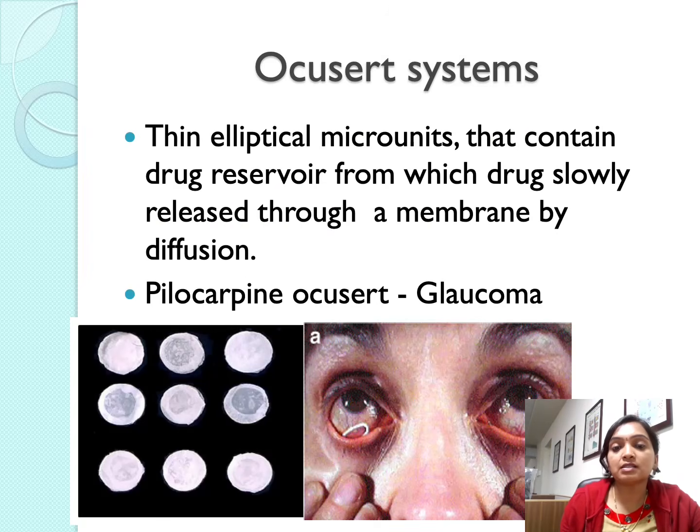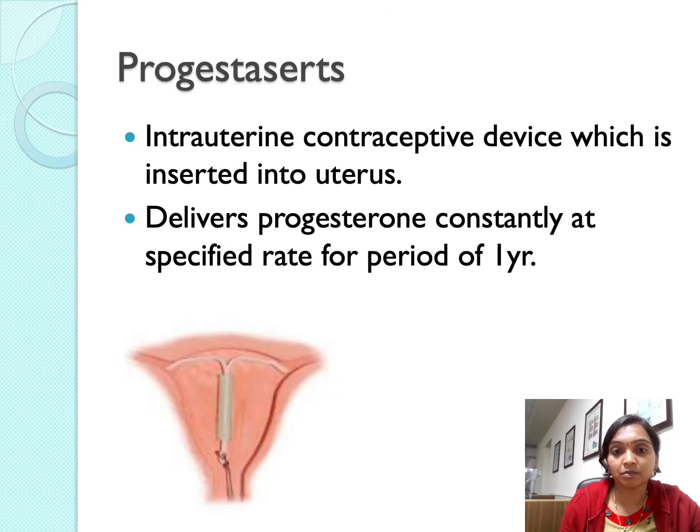So first thing is ocuserts. Ocuserts are substances which are kept in the eye. They will be like a thin elastic button, and this has been kept like this for slow and sustained release of drug, and the process is through diffusion. So this is a pilocarpine ocusert which is used in glaucoma. This is also one of the specific drug delivery systems.